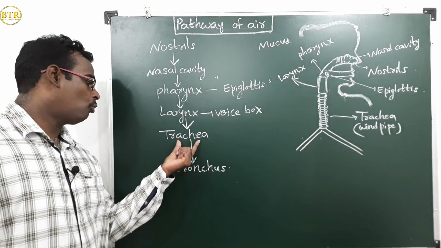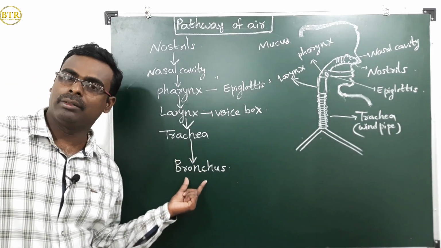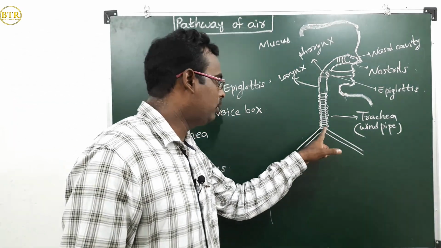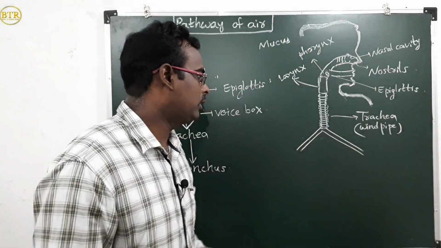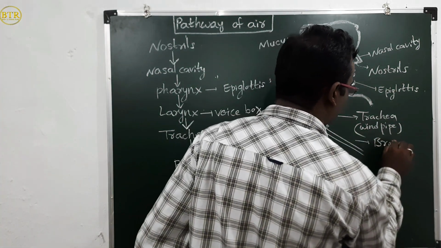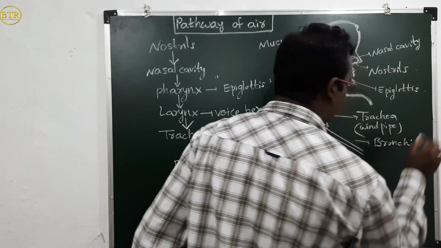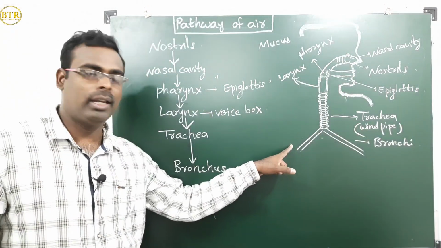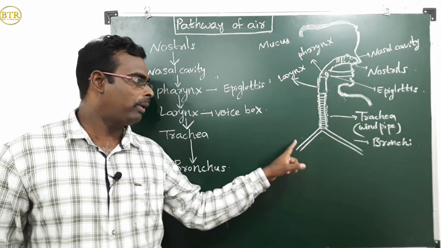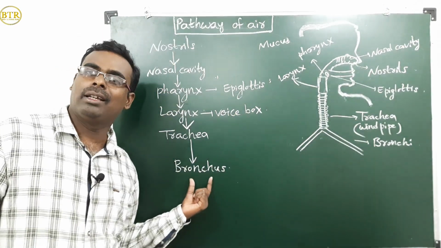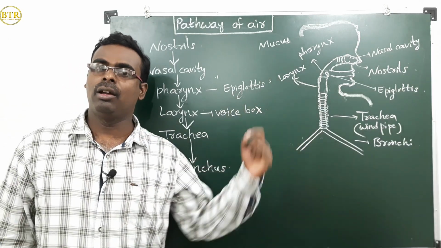See, the trachea opens into a branch. That branch is called a bronchus. The lower end of the trachea divides into two branches. These two branches together are called bronchi. Bronchus is the singular, when you are talking about one branch. Two branches together are called bronchi. So bronchus is the singular and bronchi is the plural.